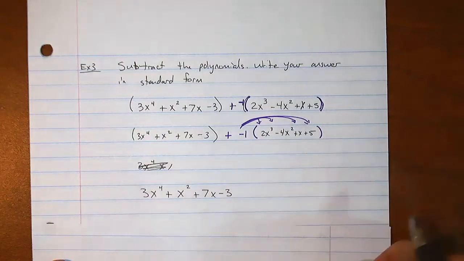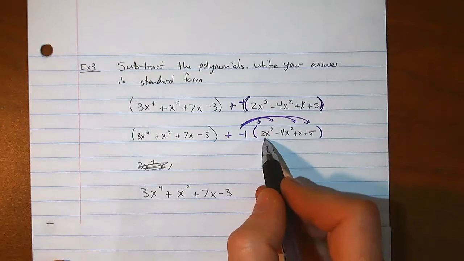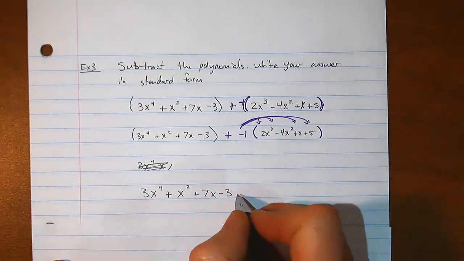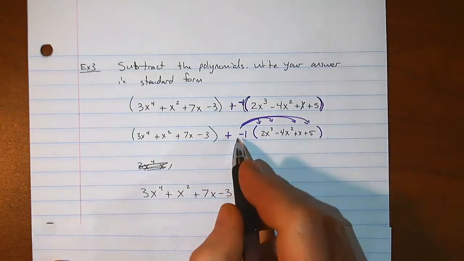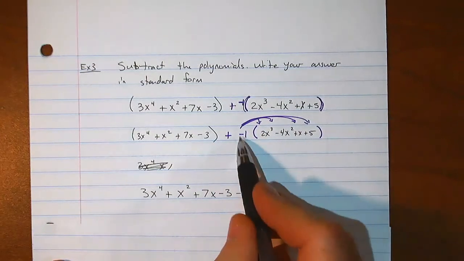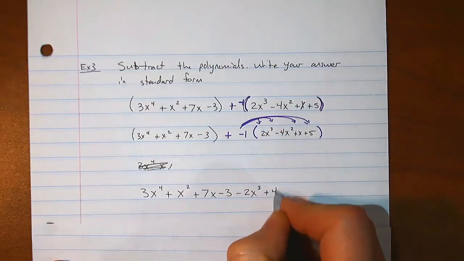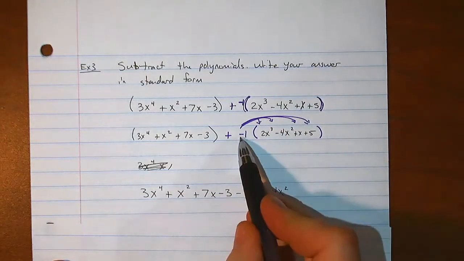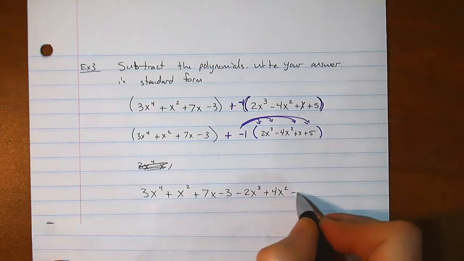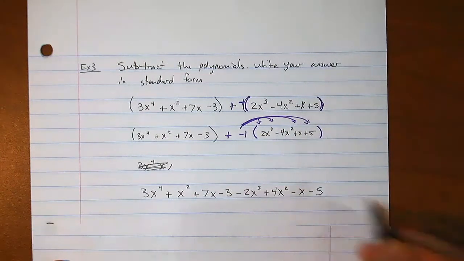So when I distribute that -1, I'm just going to ignore all the parentheses and write what I get. -1 times positive 2x is going to give me a -2x cubed. -1 times a -4x squared is going to give me a positive 4x squared. -1 times positive x is going to give me a -x. And -1 times positive 5 is going to give me a -5.